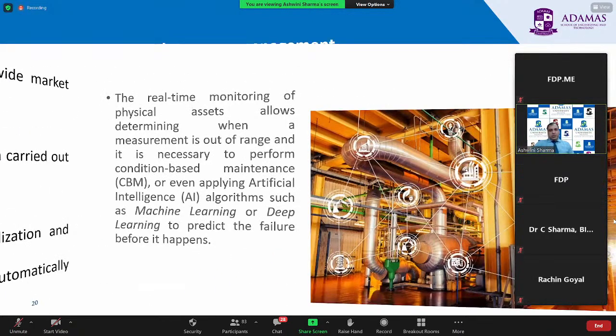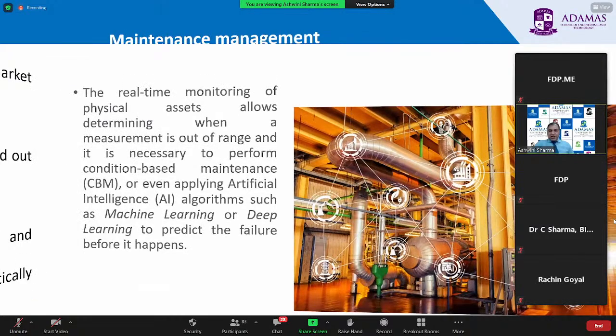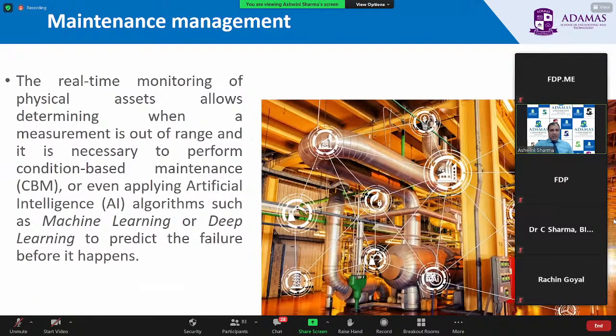Okay, so let's go for this practical implication of it as maintenance management, which is a broader term. Real-time monitoring of physical assets allows determining when a measurement is out of range, and it is necessary to perform CBM or even apply AI or machine learning or deep learning to predict failure before it happens.